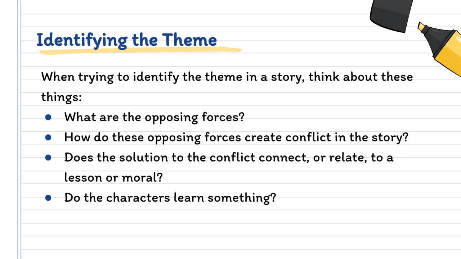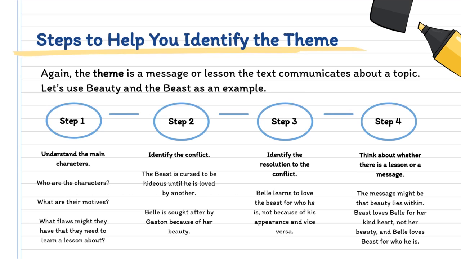So let's talk about identifying the theme. When you're trying to identify the theme in a story, you have to think about the following things. What are the opposing forces? How do these opposing forces create conflict in the story? Does the solution to the conflict connect or relate to the lesson or moral? And do the characters learn something? If so, you probably have a theme. Now here are some steps to help you identify themes. So again, the theme is the message or lesson that the text communicates about a topic.